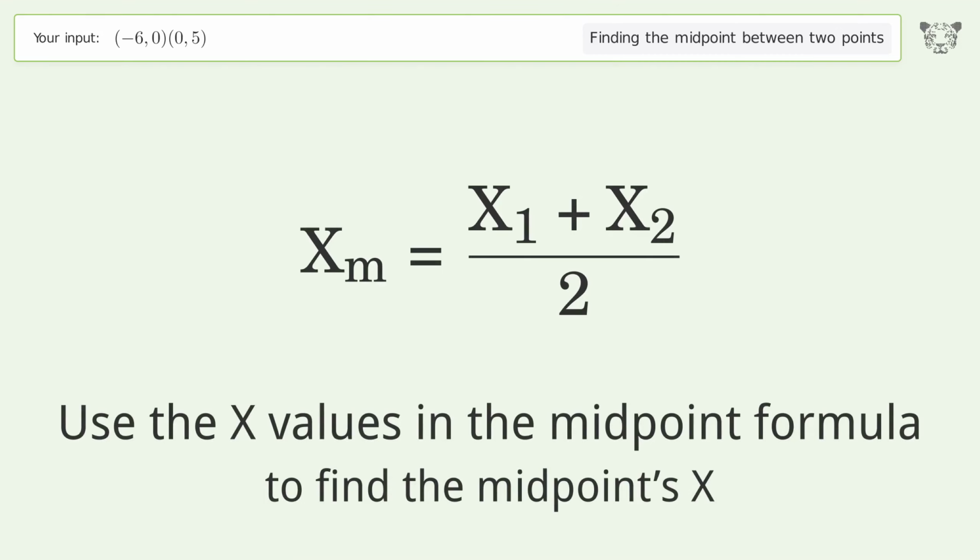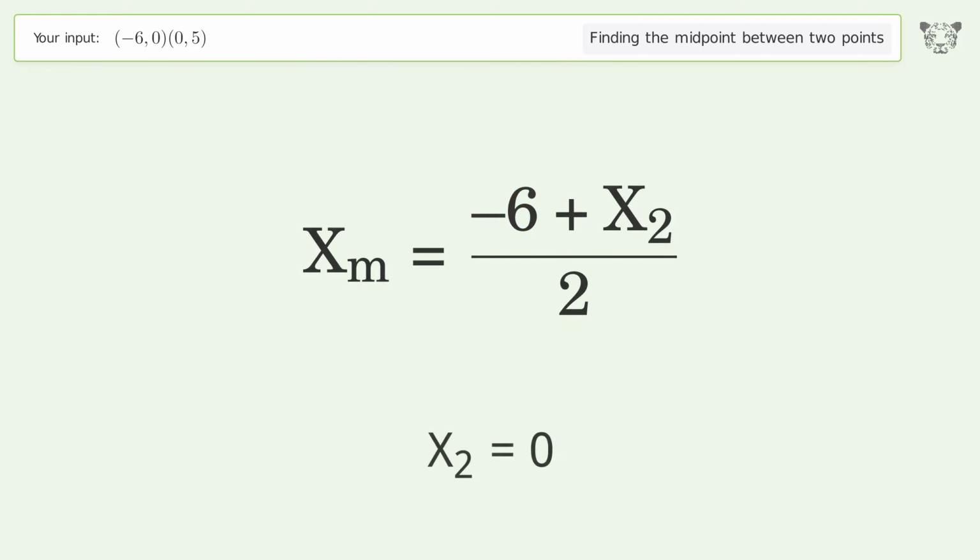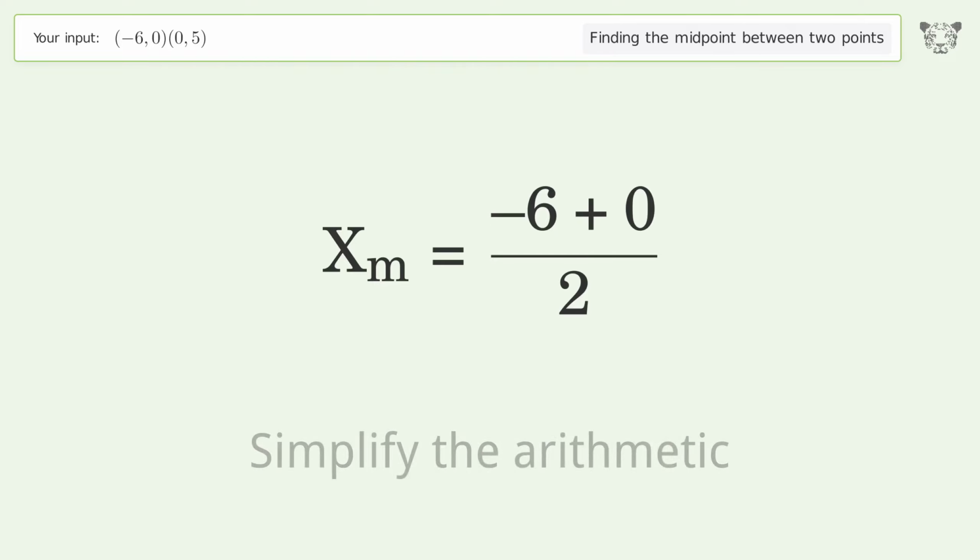Use the x values in the midpoint formula to find the midpoint's x. x1 equals -6. x2 equals 0. Simplify the arithmetic.